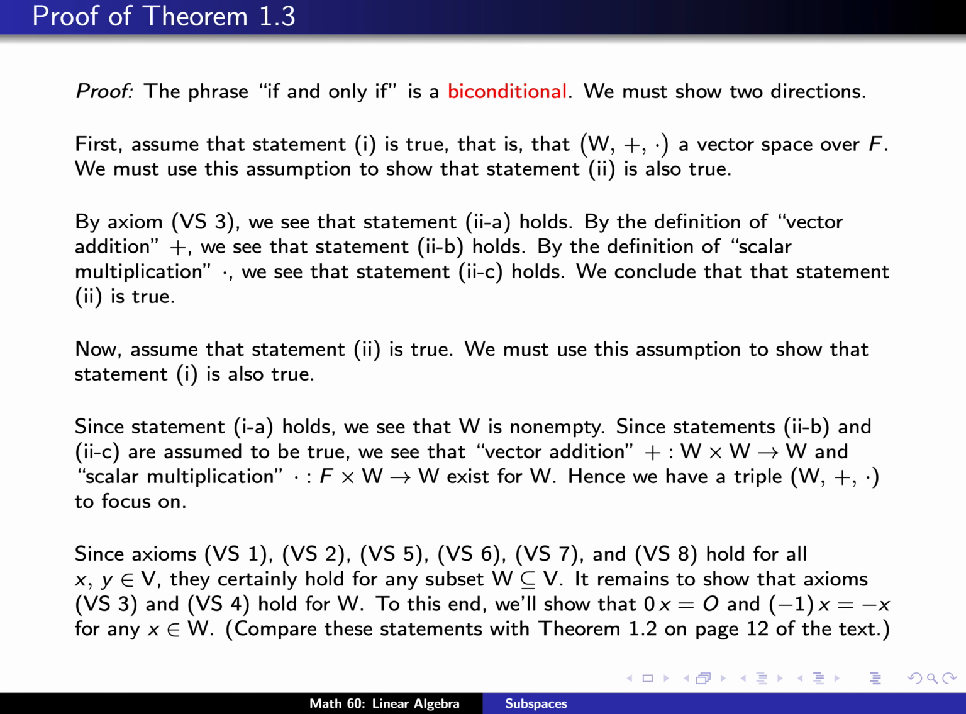To this end, we first are going to show that the zero number times any vector x is the zero element, right? That is, 0 times x is capital O. And we'll show that -1 as a number times x as a vector is equal to -x, namely the additive inverse, for every x in W. Right? Once we show these two, then we can actually conclude that axioms VS3 and VS4 hold.